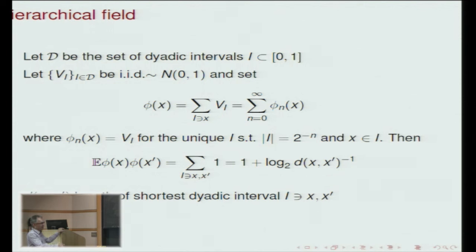Well, if I compute now the two-point function, what is it? Well, clearly, I take the square of that, and these are independent Gaussians. Only in the square the terms where the same V's occur contribute. So you see that you get the contribution only from those dyadic intervals to which both of the points belong. So this blows up logarithmically in the dyadic distance between the two points.